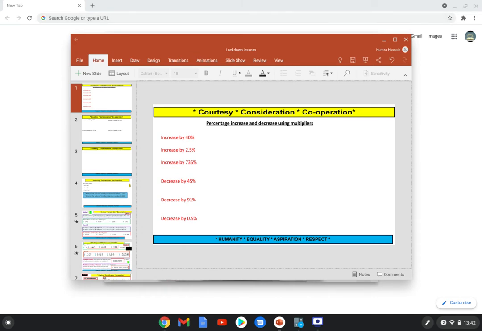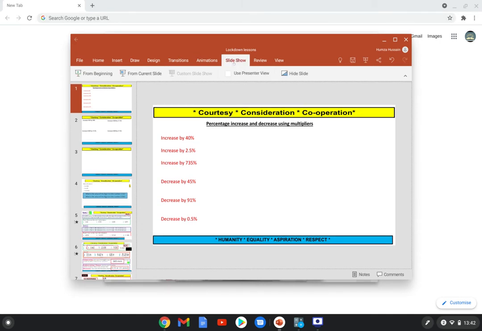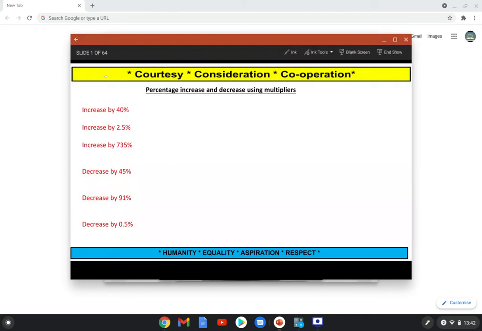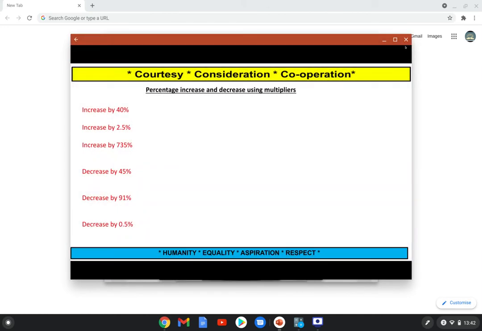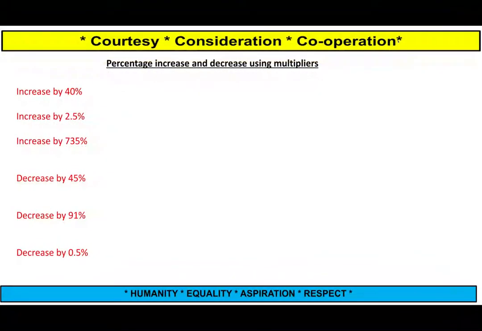Now, we've already done percentage increase without a calculator, so go back and watch that video if you haven't yet. But now we're going to do the same thing but with a calculator. Now, the easiest way to do this is by using a multiplier. Okay, now first, I'm going to explain to you how to find your multiplier.